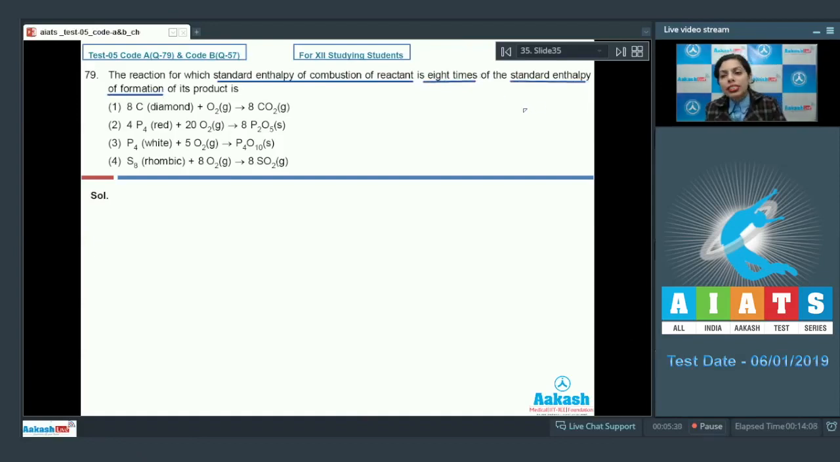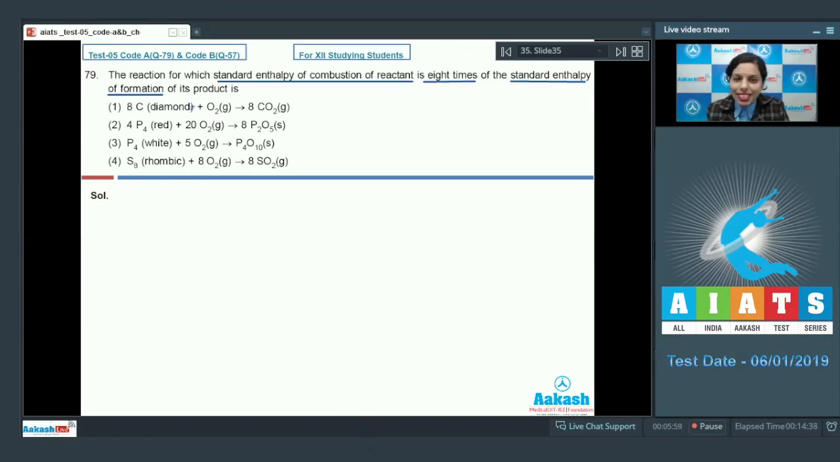If we talk about the standard enthalpy of formation of a certain substance, that is enthalpy change during the formation of its 1 mole when the reactant species were there in their standard states. So we have to first check these combustion processes. If we talk about the first option, carbon is combining with oxygen to form CO2, and 8 CO2 are formed here from 8 carbon atom. Carbon is there in diamond state.